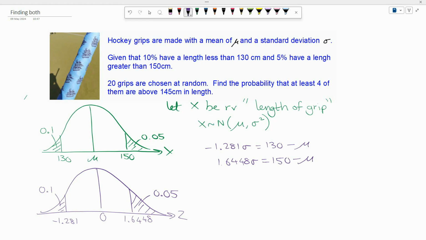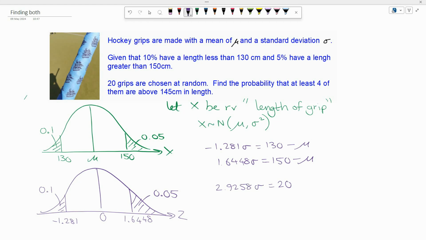Okay, so we have two simultaneous equations. If they're different signs, we add them. If they're the same signs, we're subtracting them. So let's go ahead and subtract these. So we get 20 here. Back to our home page. Bear with me while I type this in. Oh, I had a mare there. Hang on. 1.6448 plus 1.281. So I make this 2.9258 standard deviations would be 20.